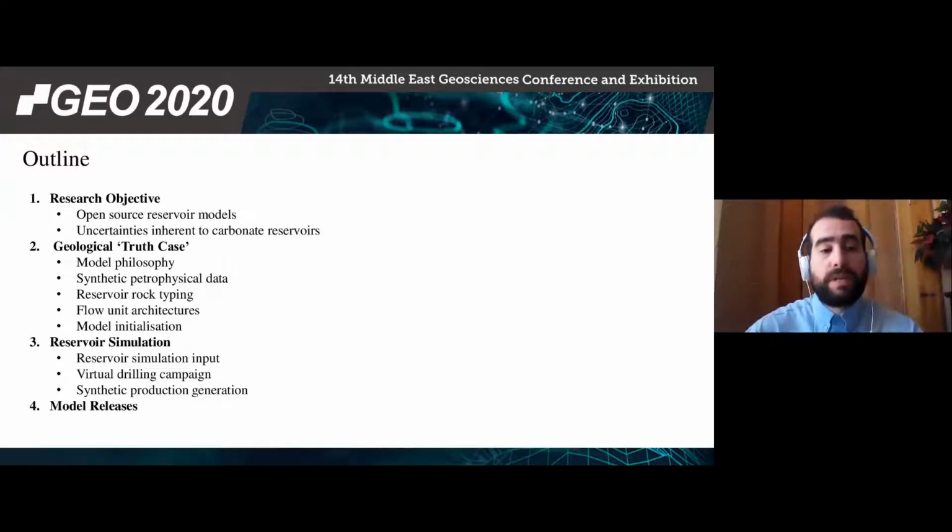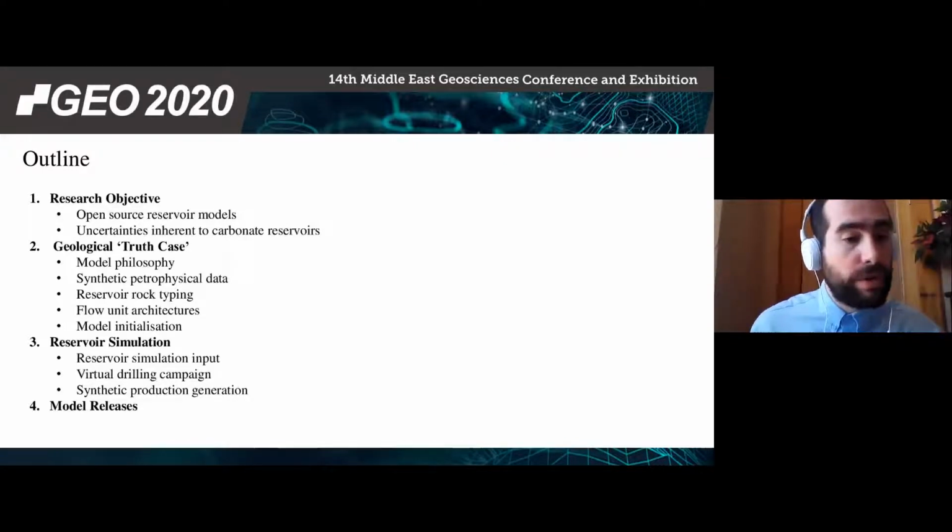So here I'm using the word truth case as an anchored philosophy or conceptualization of our base model. So we'll talk about the philosophy of the construction, the petrophysical data, the reservoir rock typing, the flow unit architectures, and the model initializations to complete all of the aspects of the geological modeling.